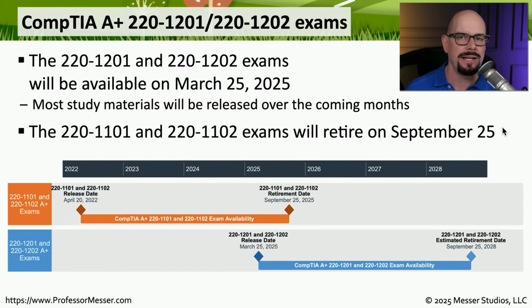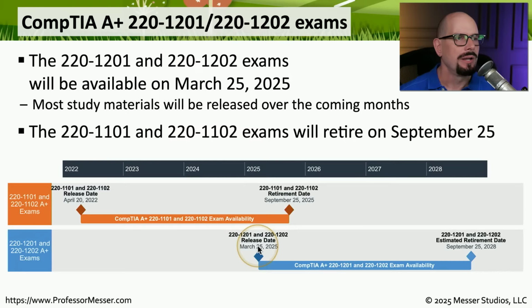You've got 6 months to be able to complete your studies. That's a lot of time. And I would definitely encourage you to consider your options, since certainly right out of the gate on March 25th, there will be very little for you to pick through regarding study materials. And you can see I created a little Gantt chart for you so you can see the release date of the 1101, 1102, and it retires on September 25th. And that's your overlap period.